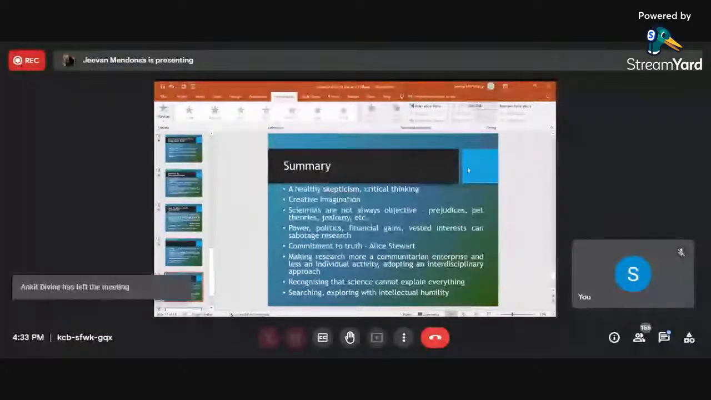But yet, there are always remarkable persons like Alice Stewart and many others who are committed to the truth, who are able to face the many challenges that come their way and yet stand by it, not give up. And I think Alice Stewart is an incredible example in this regard. Making research more a communitarian enterprise and less an individual activity. So let all be involved, expand your networks, and adopt an interdisciplinary approach.